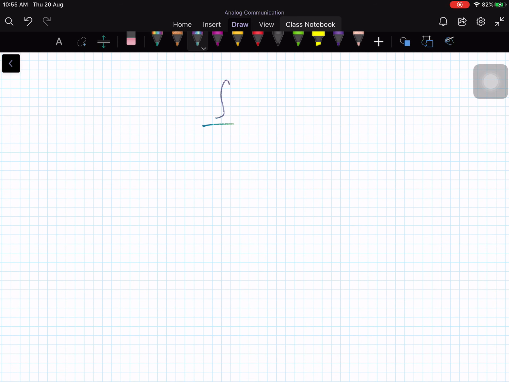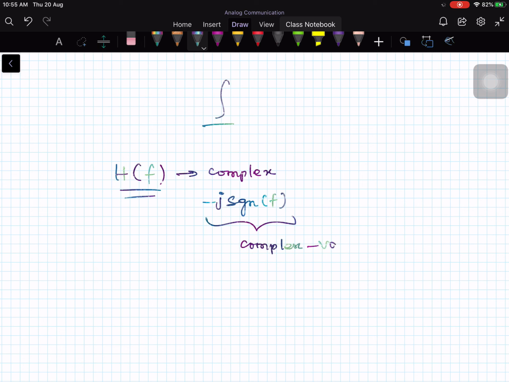Okay, now as I said, this H of f is a complex quantity, right? Why is it complex? Because of minus j times signum of f. In general, for any complex valued function, you will have to make two plots. One is the magnitude plot and the other one is the phase plot. If it is a real signal, there is no phase. Only complex signals or complex numbers have phase.